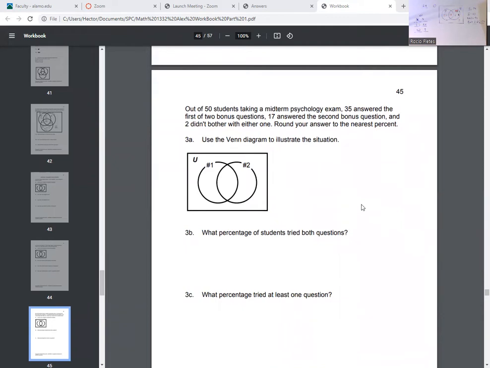Okay, so it says, out of 50 students taking a midterm psychology exam, 35 answered the first of 2 bonus questions, 17 answered the second bonus question, and 2 didn't bother to answer either one. Round your answer to the nearest percent. So again, what we're going to do is draw the Venn diagram first. All right, so this is number 3.